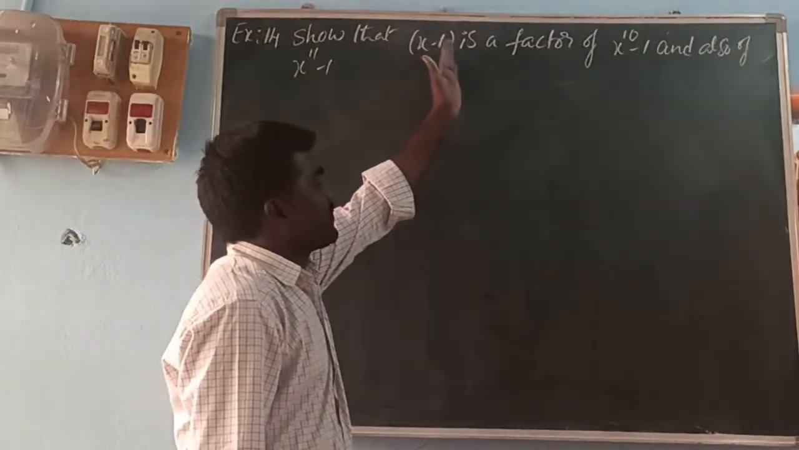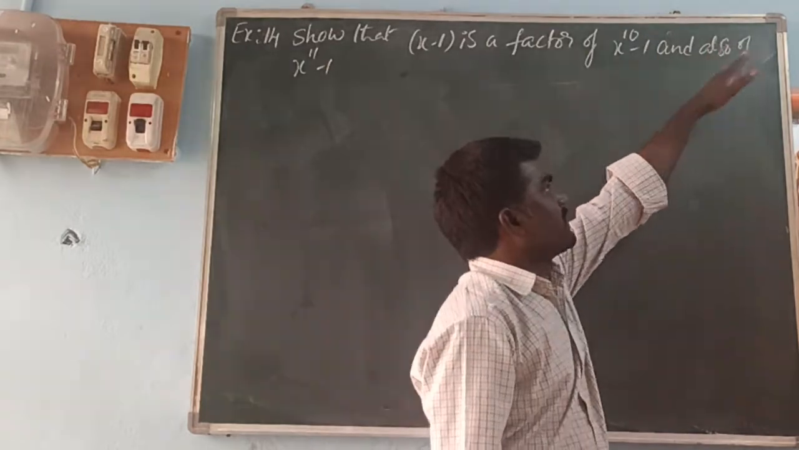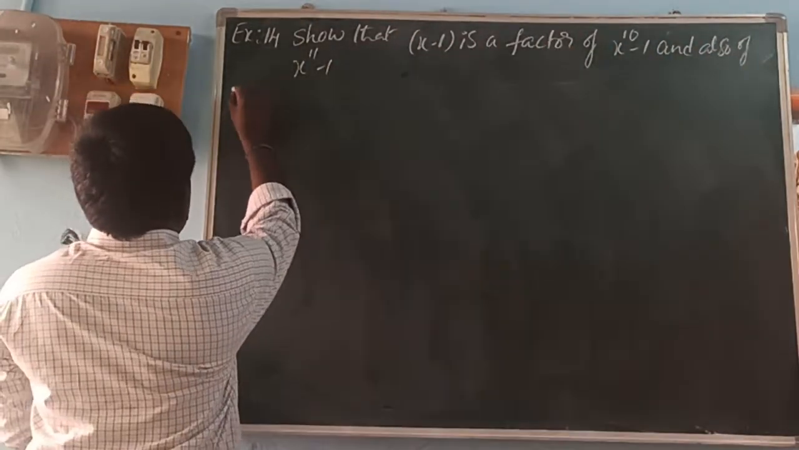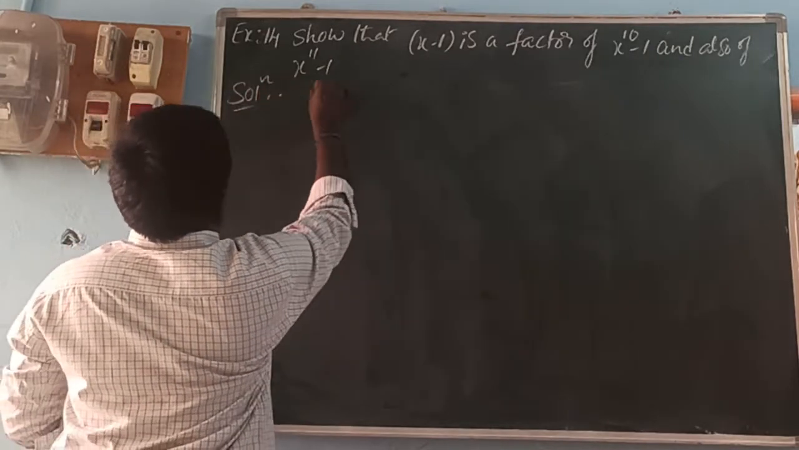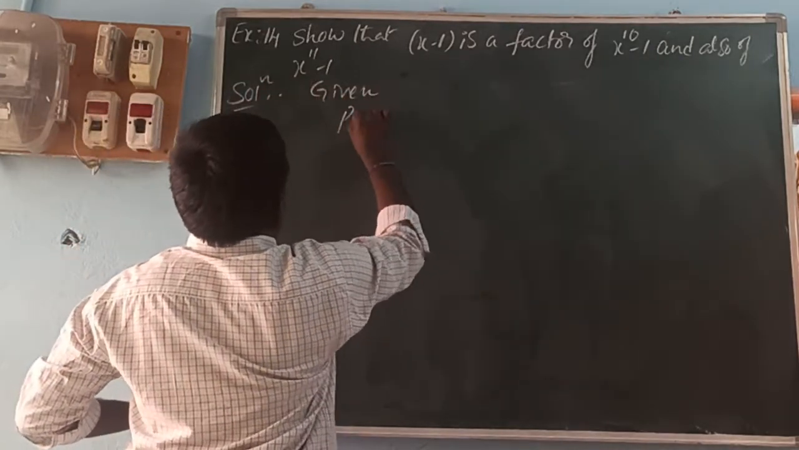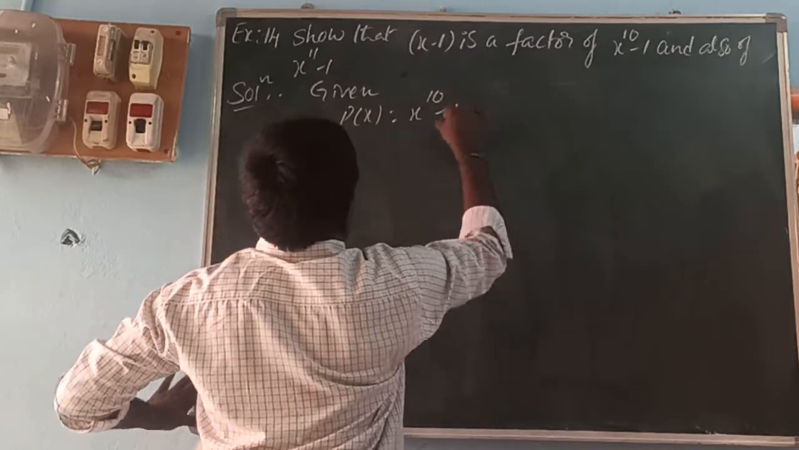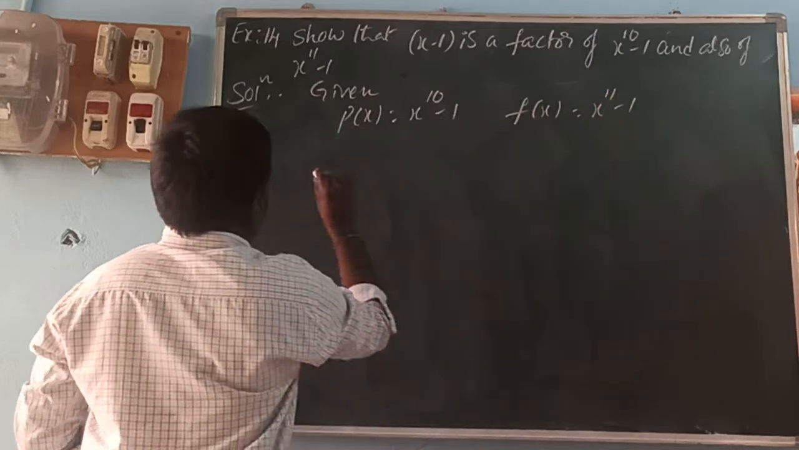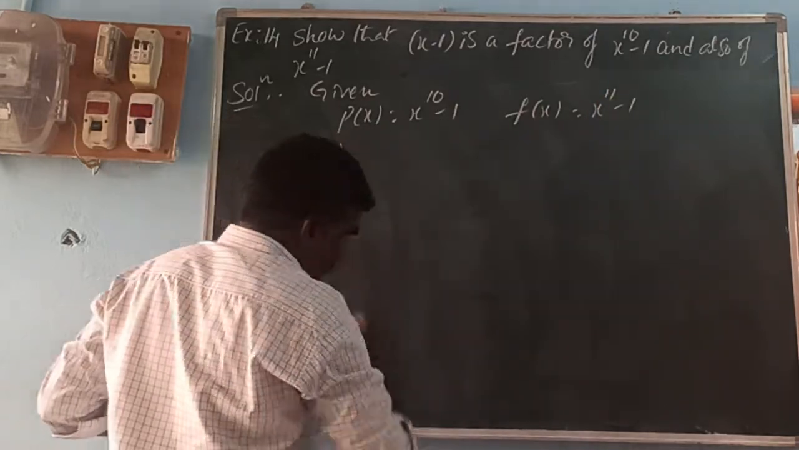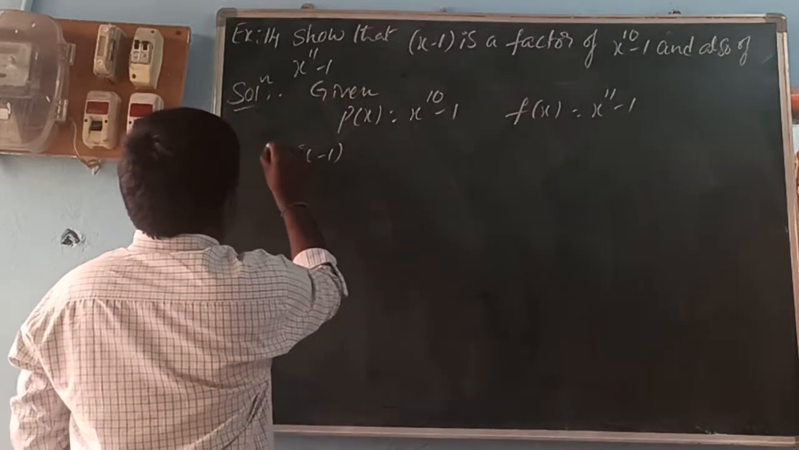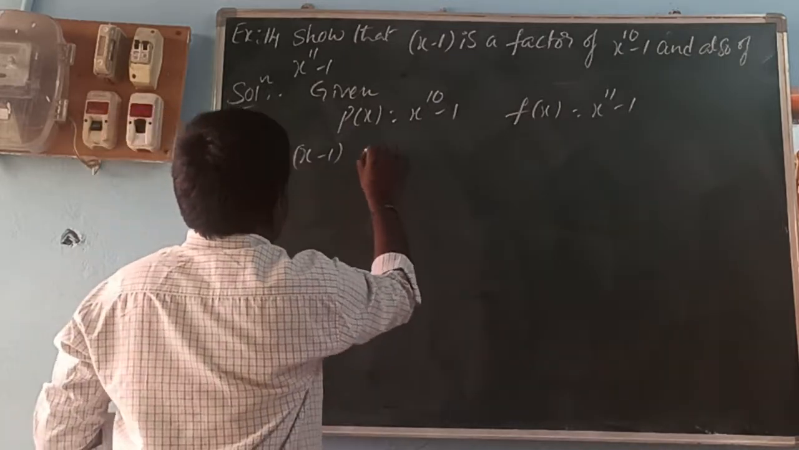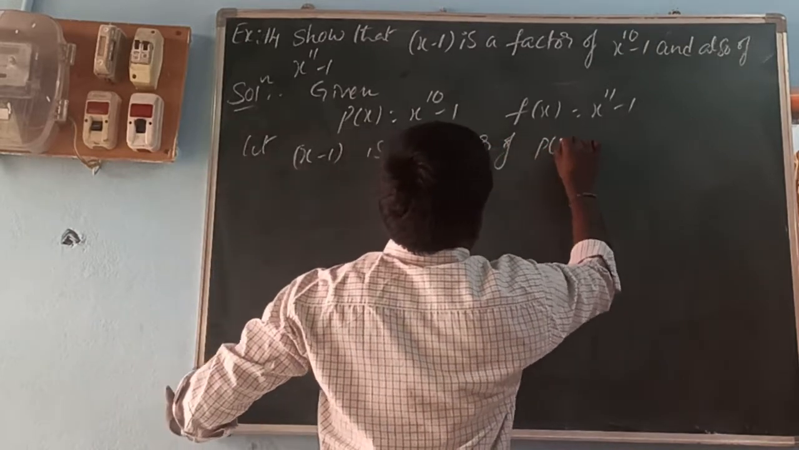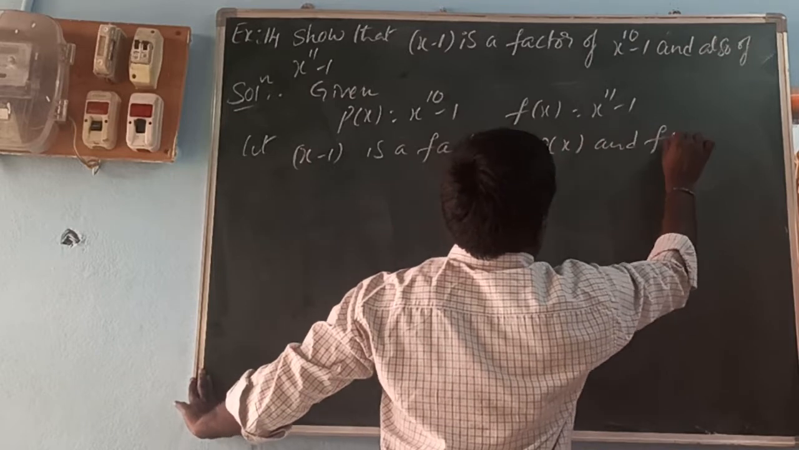Show that x minus 1 is a factor of x power 10 minus 1 and also of x power 11 minus 1. So here, given the polynomials p of x is equal to x power 10 minus 1, f of x is equal to x power 11 minus 1. So let us take x minus 1 is a factor of p of x and f of x.